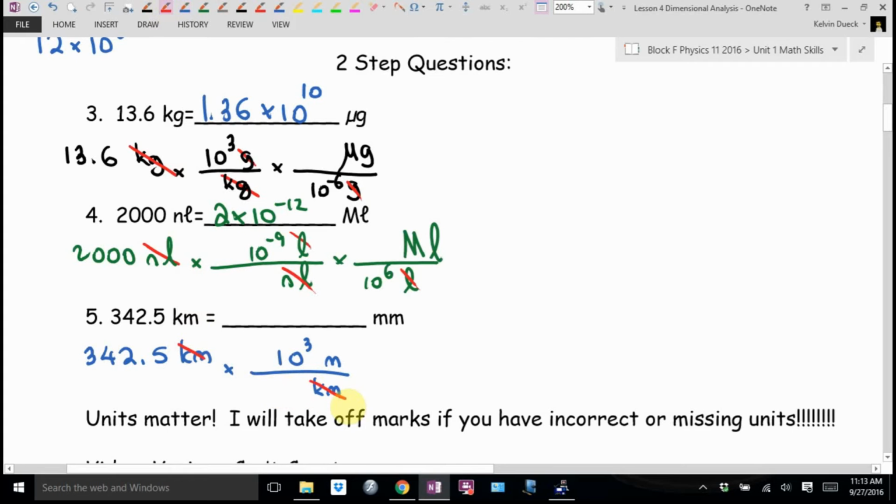Colin, see the kilometers have canceled? But I don't want to end up in meters. I want to end up in millimeters. Okay. So now I'm going to get meters to cancel. Millimeters goes there. Except down here in the bottom this time, always in front of the unit that doesn't have a letter in front of it. That's where I'm going to replace the milli. 10 to the milli is 10 to the what? 3? Okay, that's important. Makes a big difference.